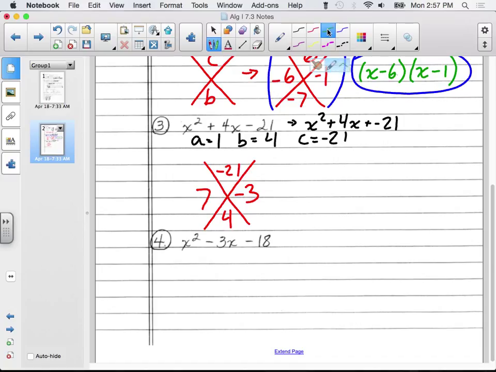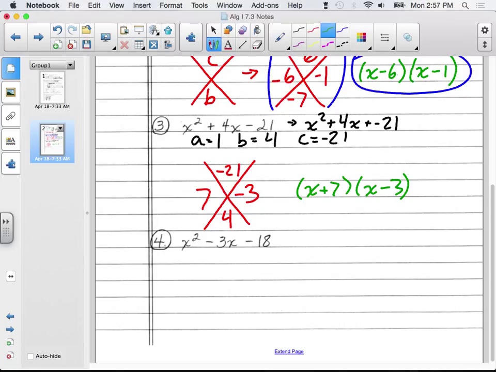So what is our final answer? X plus 7 times x minus 3. That's right. Is this the only way our answer could look? No. What else could it look like? Parentheses, x minus 3. Say that again, Mara. X minus 3 times x plus 7. So you just flip them, right? Yeah, that's right. We can flip these two around. We'll still get the same thing, right?